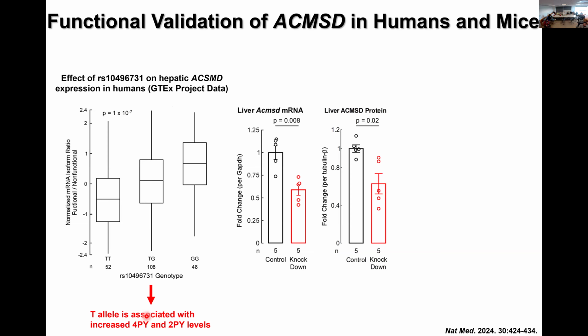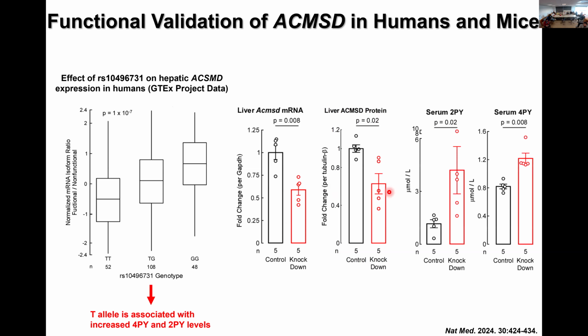What does that mean? Well, the first thing was to see whether this is even true. Does this model make sense? Is it ACMSD that's the gene? So you can go into the mouse and manipulate ACMSD expression both at the mRNA level and at the protein level. You can knock it down, in this case by about 50%. And when you knock it down, you see an elevation of 2PY and 4PY in the circulation. So this model seems to work. In humans, you have lower ACMSD, you have higher 4PY, 2PY. And in mice, if you perturb ACMSD and lower its expression, you also get higher 2PY and 4PY. So it's consistent. Decreasing this enzyme increases the metabolite.